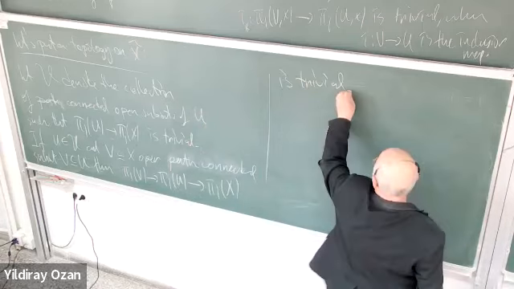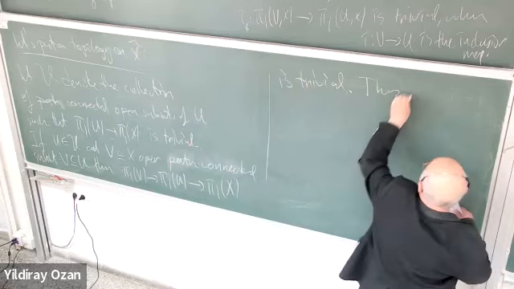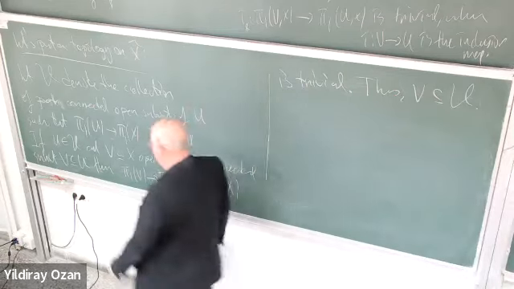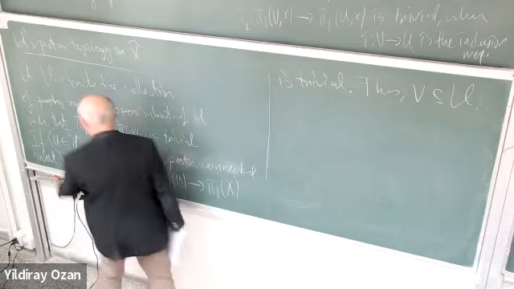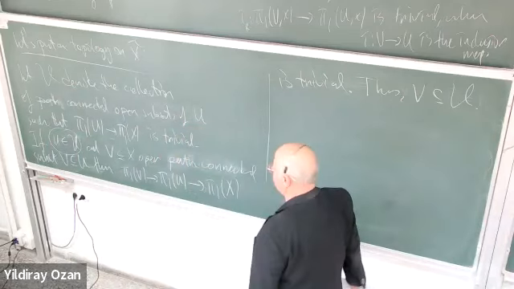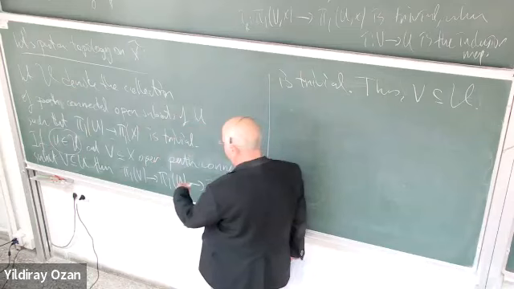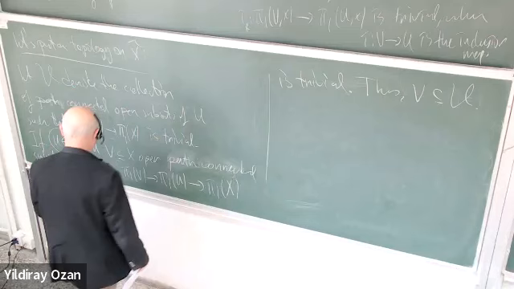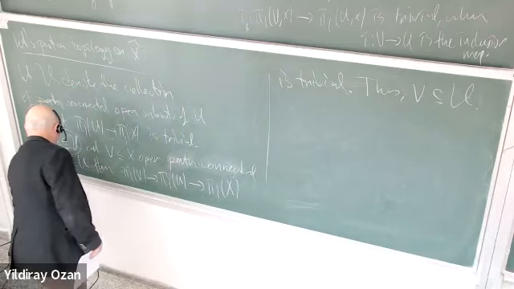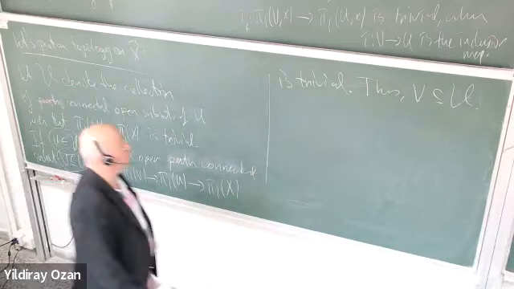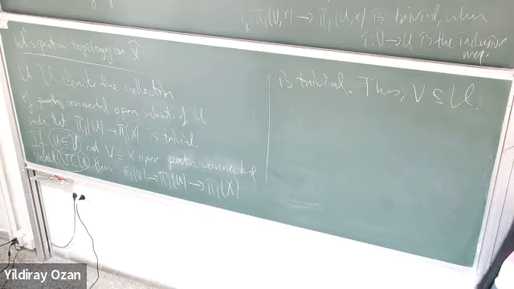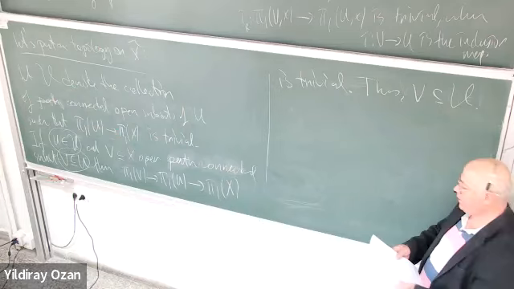Thus V is also contained in this collection. So what we have seen is the following. If I have an open set U in this collection, and if I have any other open path connected subset in X that is contained in U, then that open set also belongs to this collection. Okay.